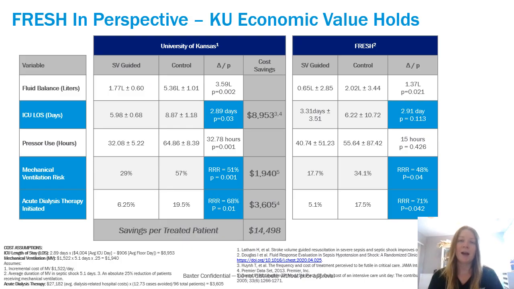Now, looking back at our retrospective study that was done in 2017 at KU, there's a lot of similarities when it came to our outcomes. Again, you can tell we had less fluid balance when we looked at a stroke volume guided approach. We also had 3 less days in the ICU. We had less vasopressor usage. Mechanical ventilation was cut in half. And again, acute dialysis was cut by 2/3. So the way that we administer IV fluids really makes a difference when it comes to our patient outcomes, as well as the economic value.